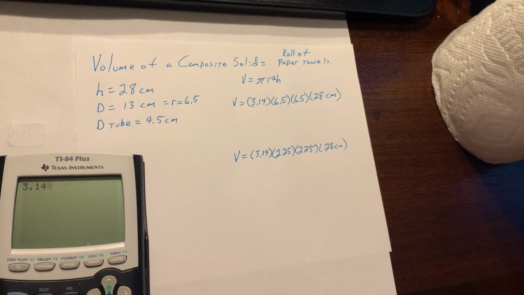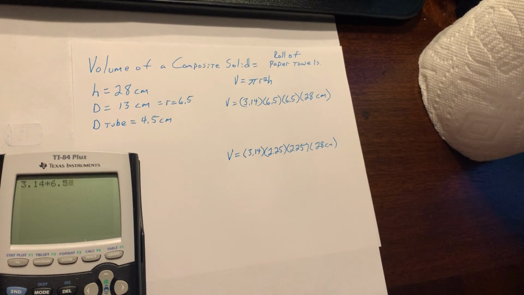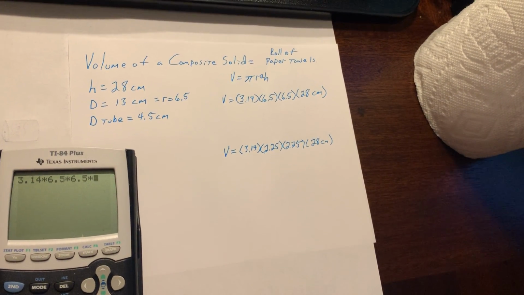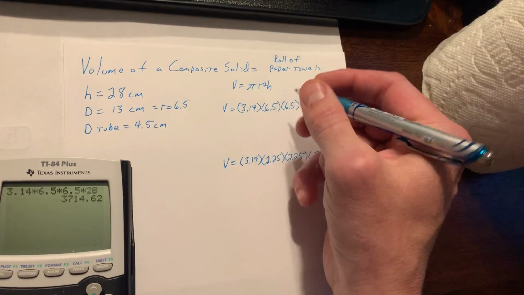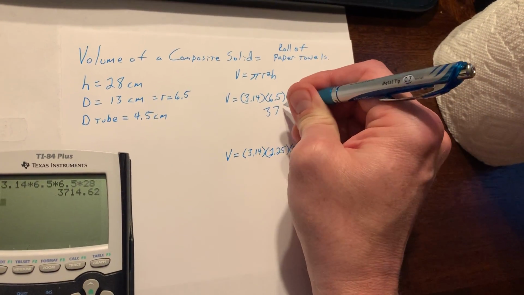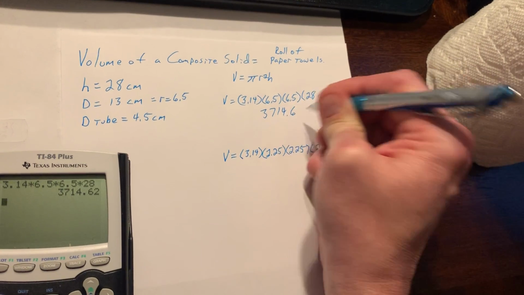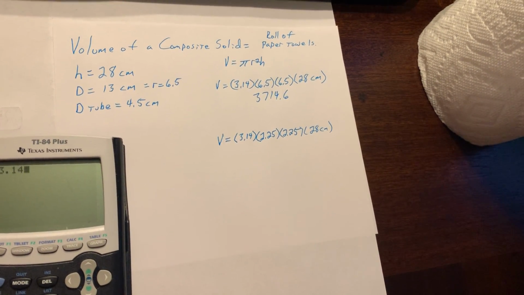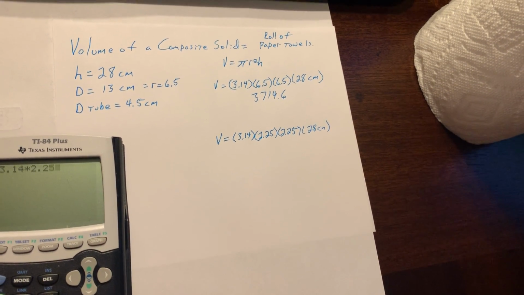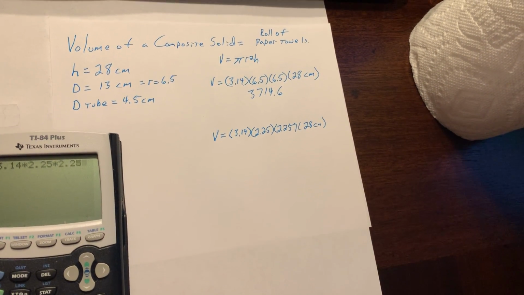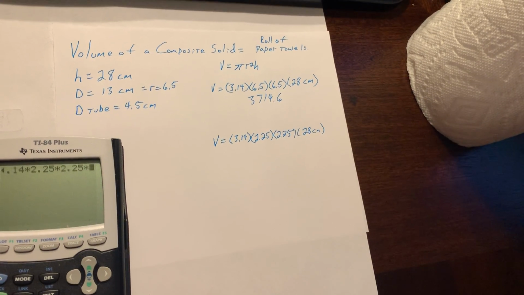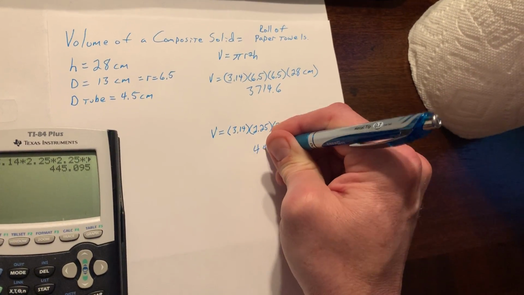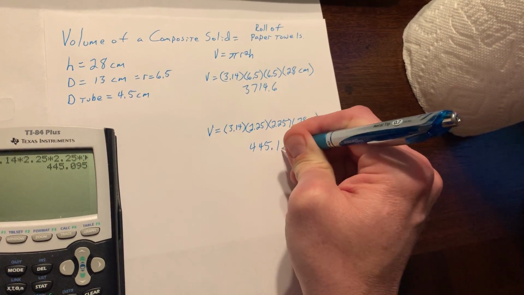3.14 times 6.5 times 6.5 times 28 equals 3714.6. 3.14 times 2.25 times 2.25 times 28 equals 445.1.